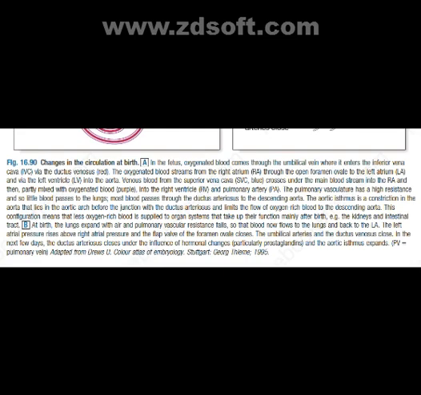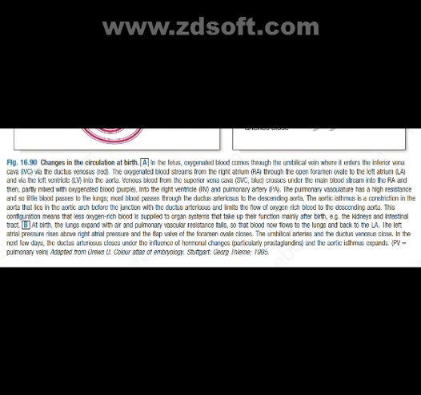The pulmonary vasculature has a high resistance and so little blood passes to the lungs. Most blood passes through the ductus arteriosus to the descending aorta. The aortic isthmus is a constriction in the aorta that lies in the aortic arch before the junction with the ductus arteriosus and limits the flow of oxygen-rich blood to the descending aorta. This configuration means that less oxygen-rich blood is supplied to organ systems that take up their function mainly after birth, for example the kidneys and intestinal tract.